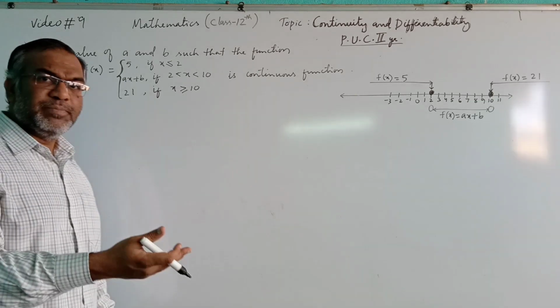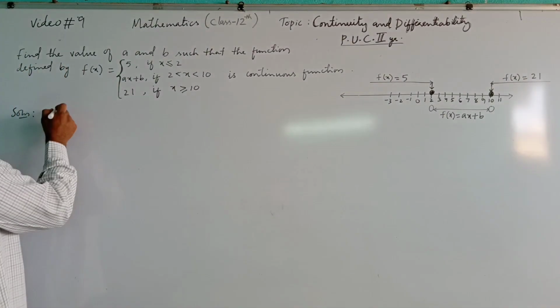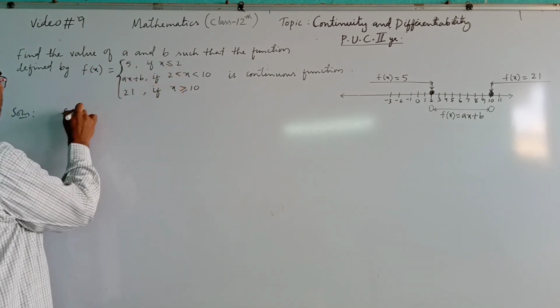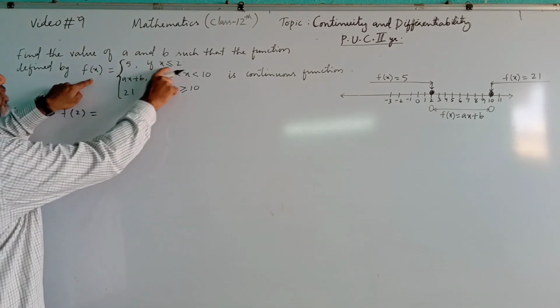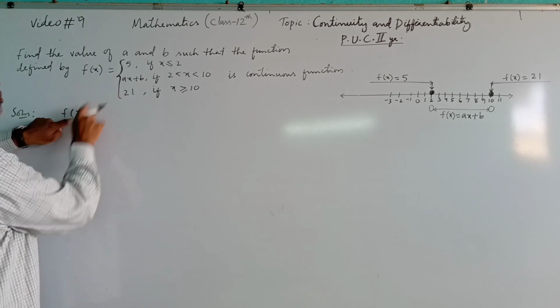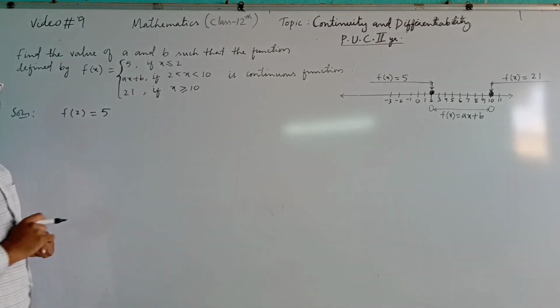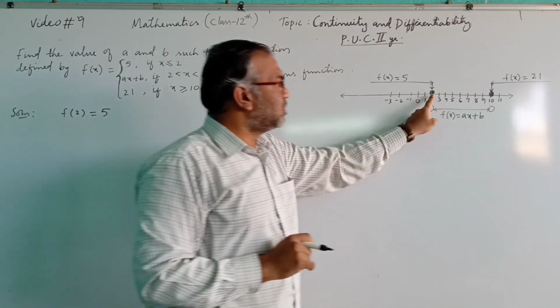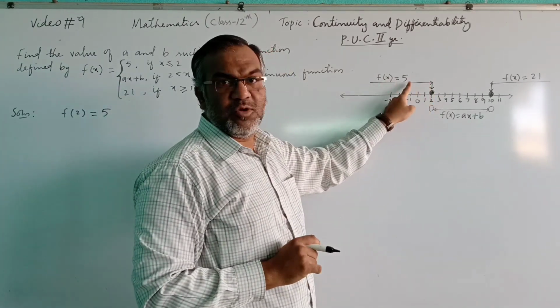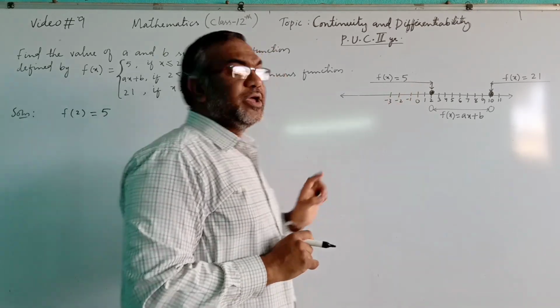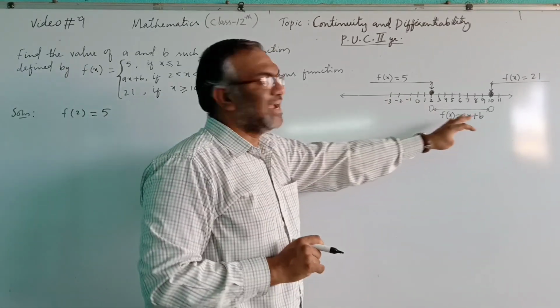We'll do the same thing. It is given that at x is equal to 2, the value of the function is 5. It is given, right? At x is equal to 2, f of x is equal to 5, and on the left of 2 also it is. Now we will find the right hand limit.